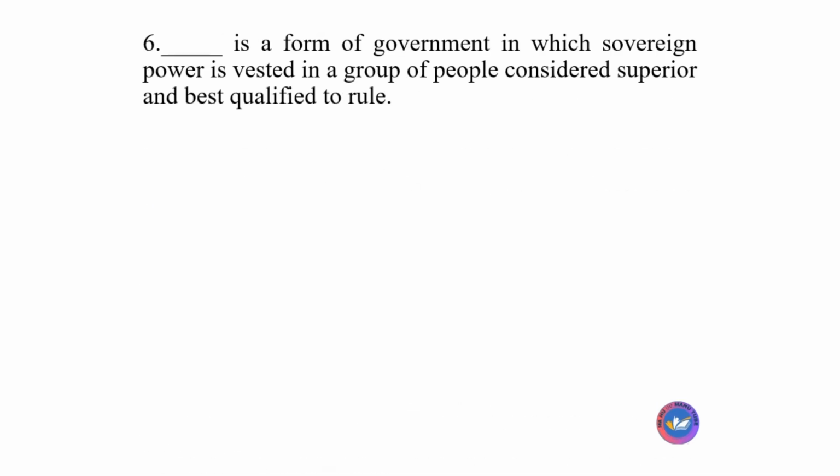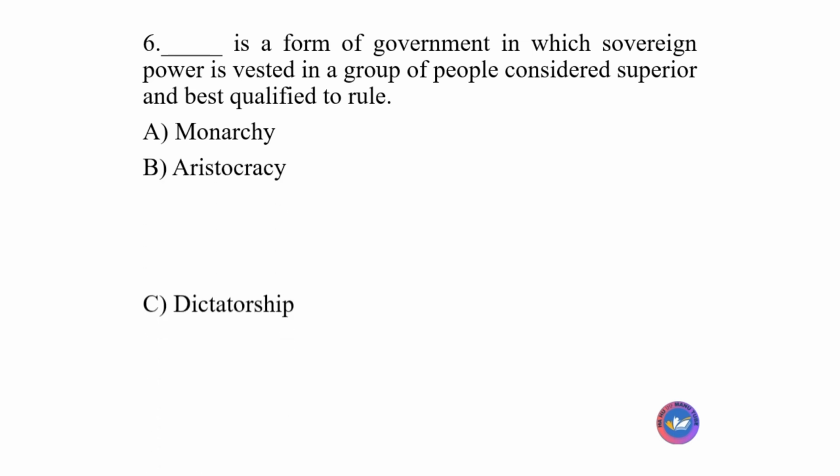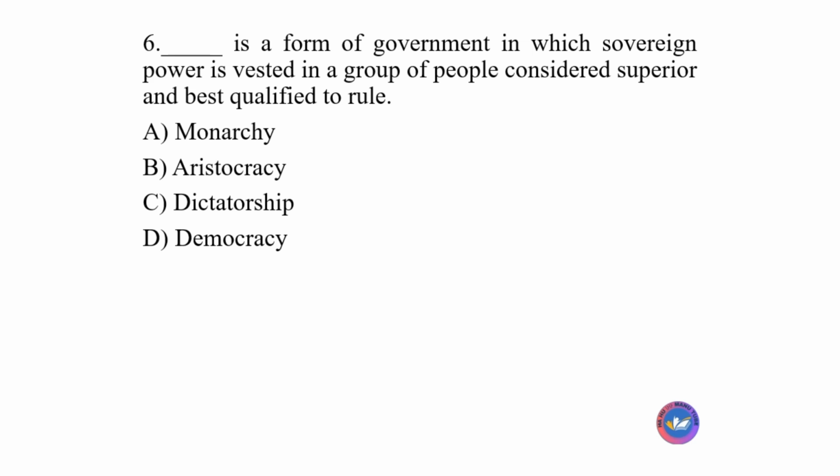Question number 6. Blank is a form of government in which sovereign power is vested in a group of people considered superior and best qualified to rule. A. monarchy, B. aristocracy, C. dictatorship, D. democracy.